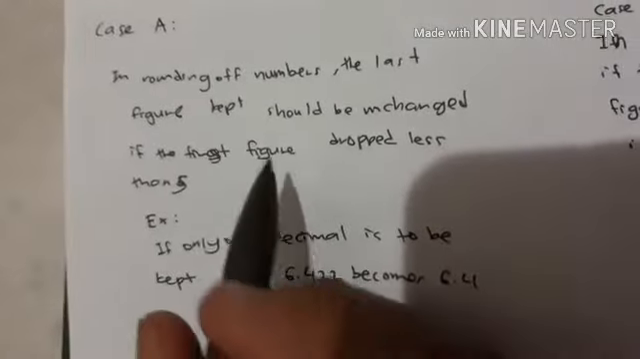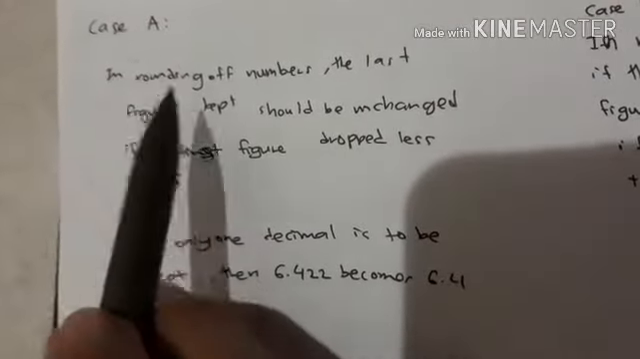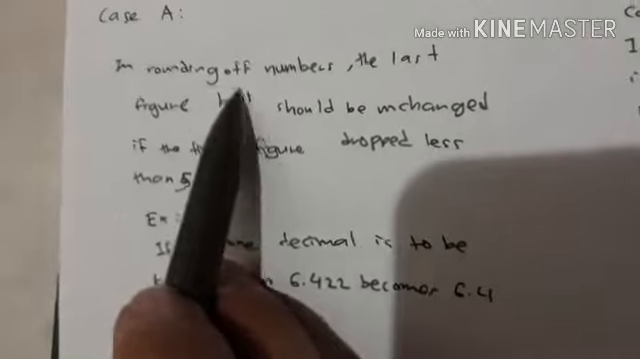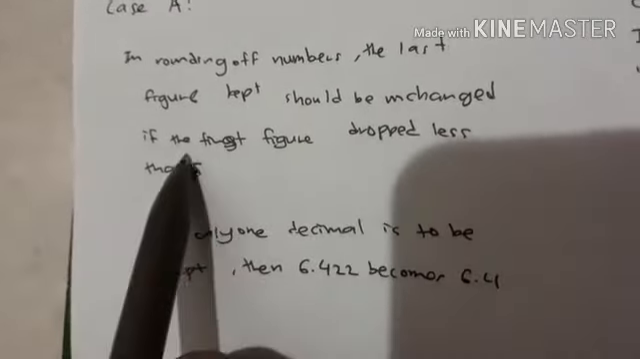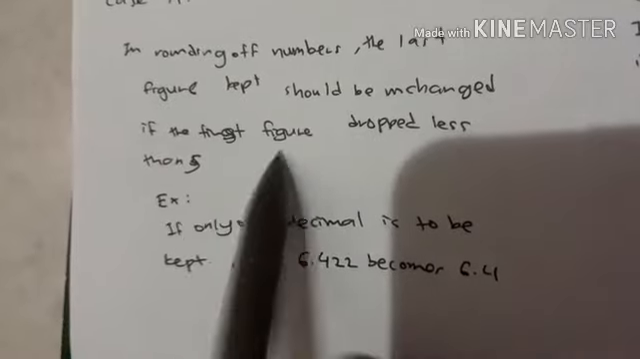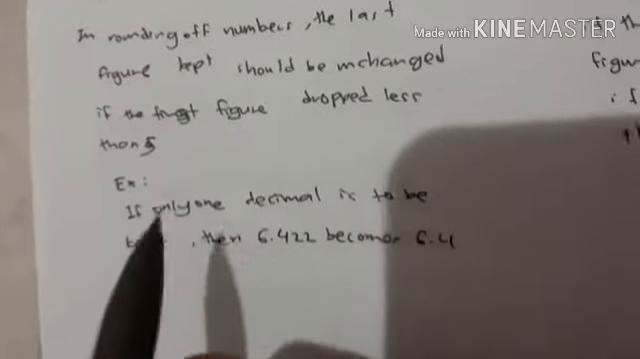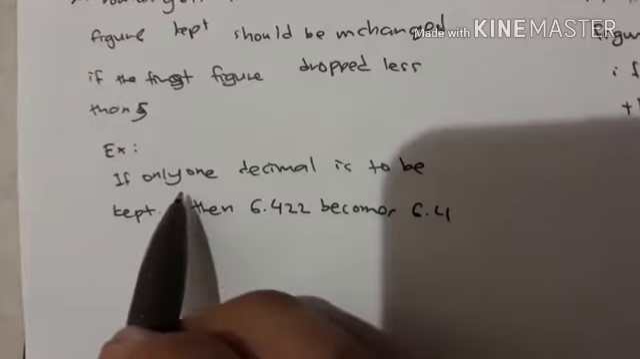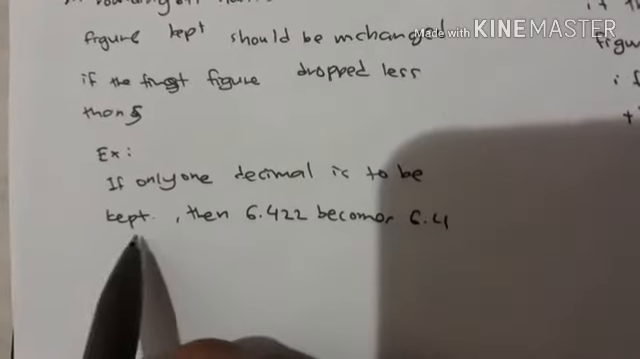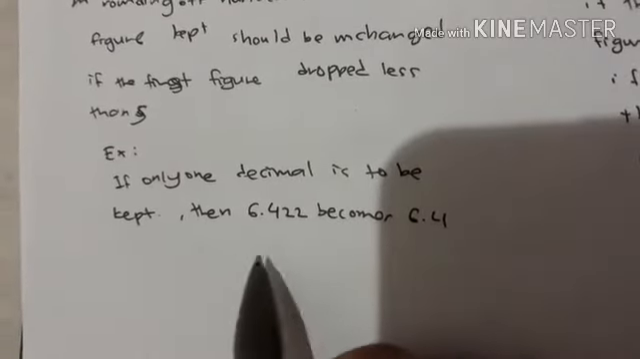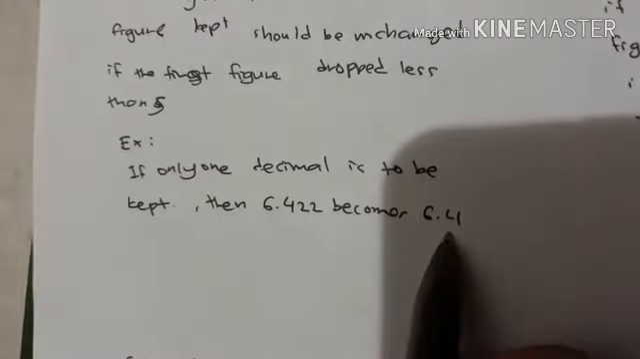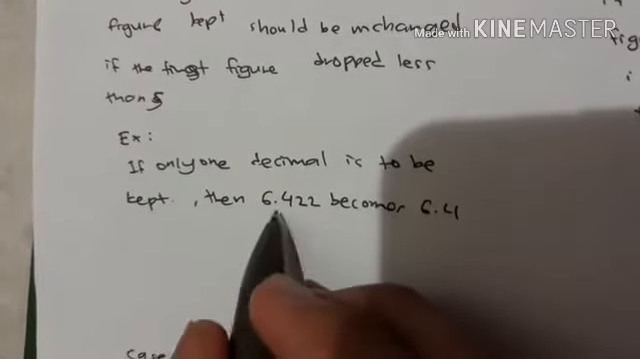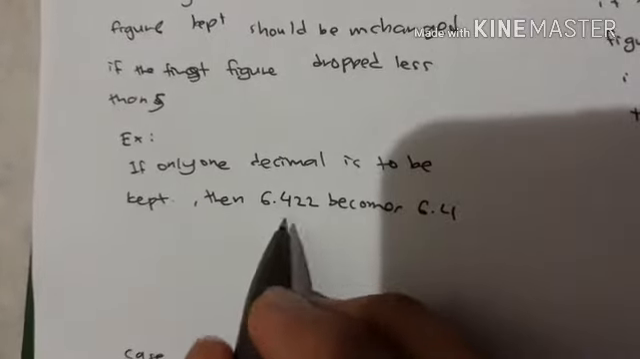We're going to round off numbers and then standard form. Okay, the first is case A. In rounding off numbers, the last figure kept should be unchanged if the first figure dropped is less than 5. Example, if only one decimal is to be kept, the number 6.422 becomes 6.4, because we only want to keep one decimal number.